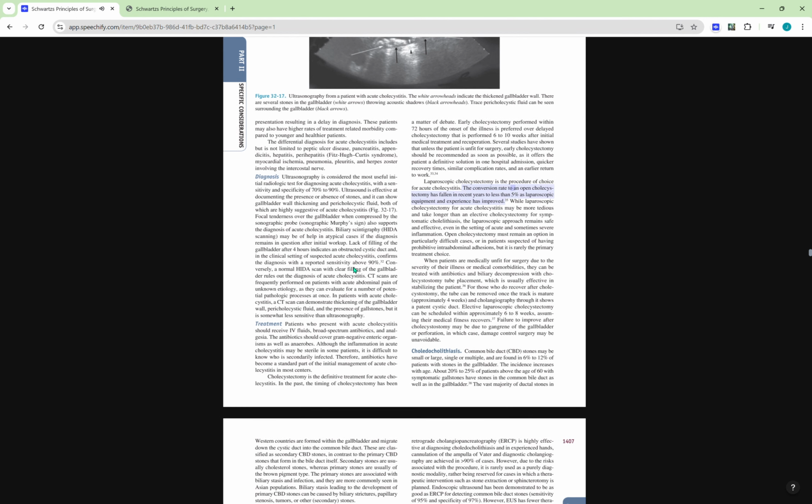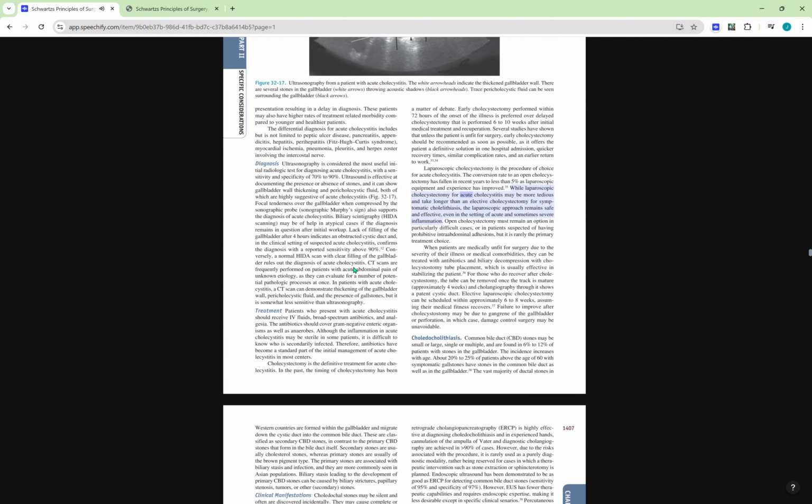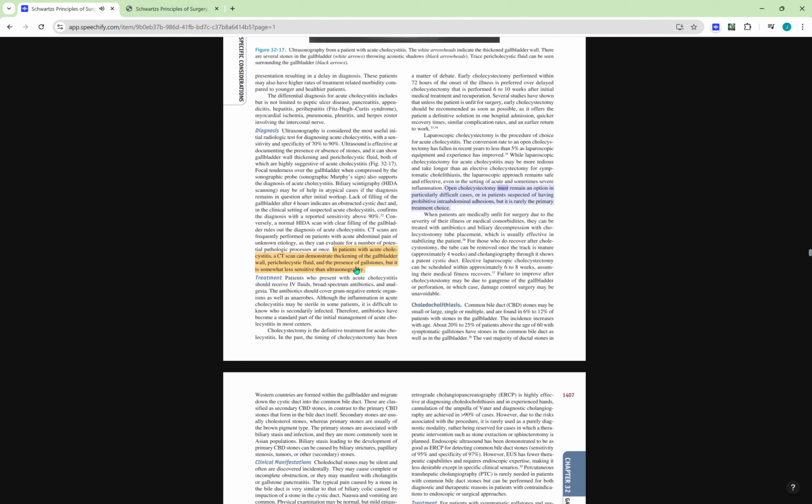The conversion rate to an open cholecystectomy has fallen in recent years to less than 5% as laparoscopic equipment and experience has improved. While laparoscopic cholecystectomy for acute cholecystitis may be more tedious and take longer than an elective cholecystectomy for symptomatic cholelithiasis, the laparoscopic approach remains safe and effective. Even in the setting of acute and sometimes severe inflammation, open cholecystectomy must remain an option in particularly difficult cases or in patients suspected of having prohibitive intra-abdominal adhesions, but it is rarely the primary treatment choice.